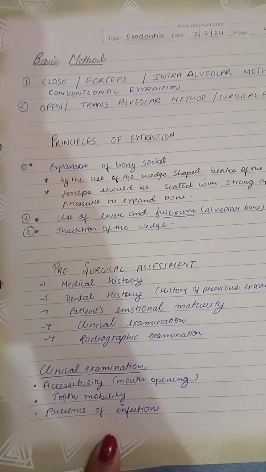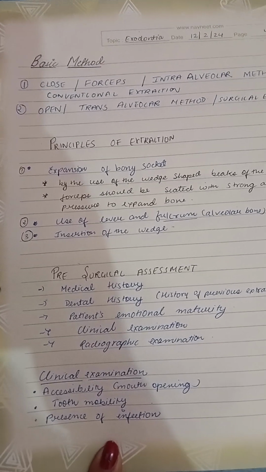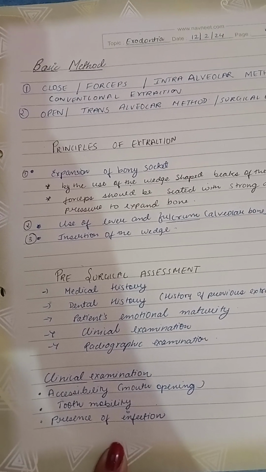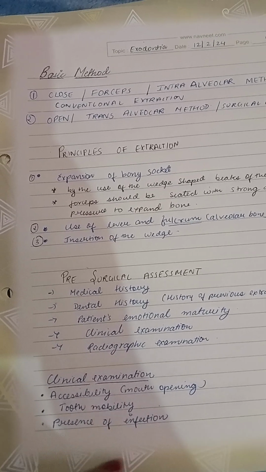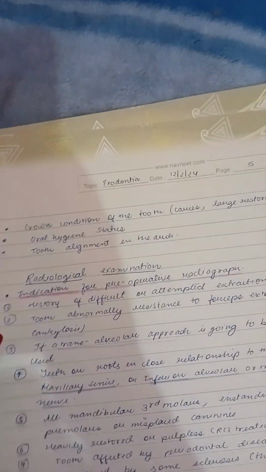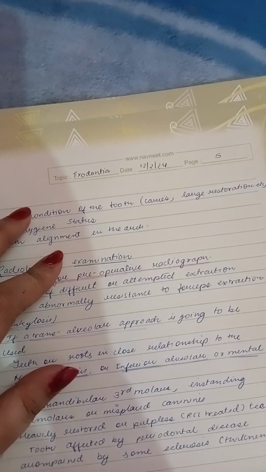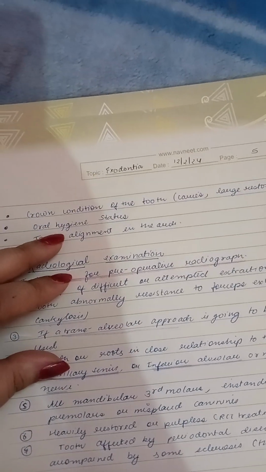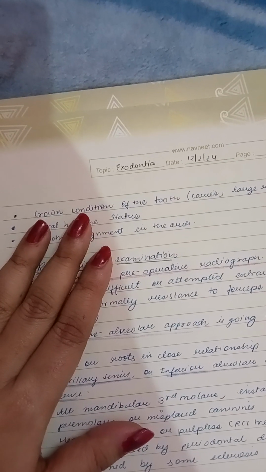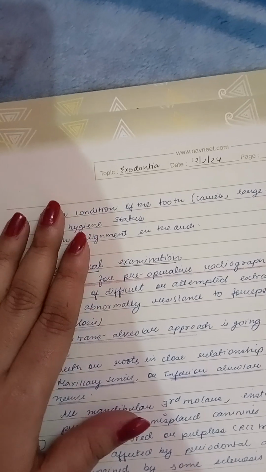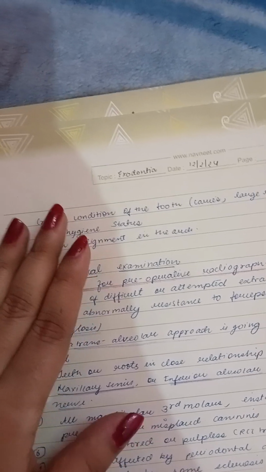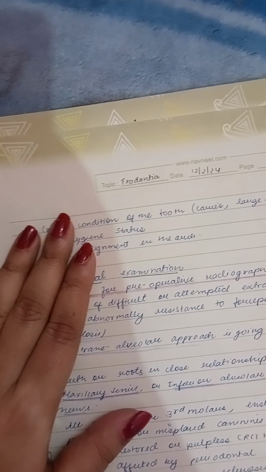Then if there is presence of infection or not. In LA we have dealt, if there is infection, LA doesn't work due to the pH difference, so we have to give medication and recall the patient for the next appointment. Now coming to crown condition of the tooth, as in whether it has caries or large restoration, etc. Oral hygiene status is very important. If the oral hygiene status of the patient is very poor, please first do the periodontal treatment and then start with extraction. It will infect you, the patient, and the work also.